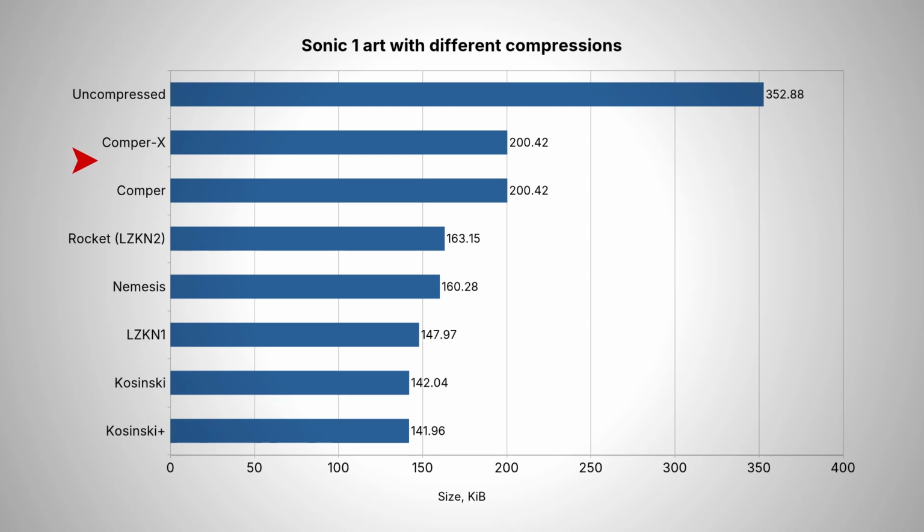Comper and ComperX don't impress with their compression rate, but they still saved more than 150 kilobytes of space. Maybe they can impress us with something else? We'll see.